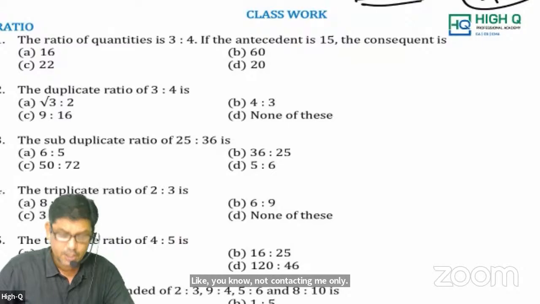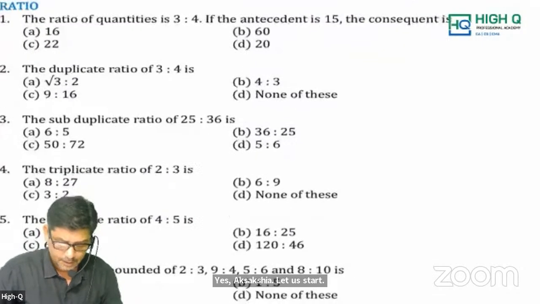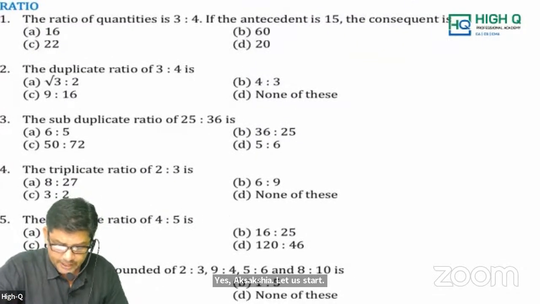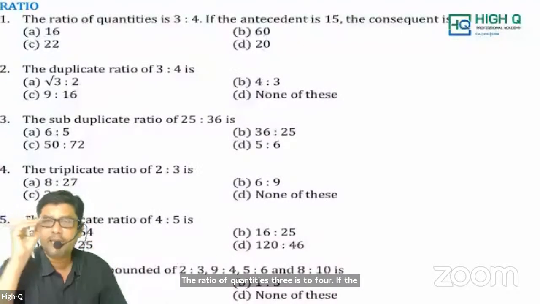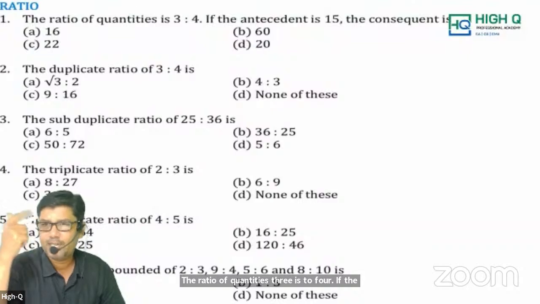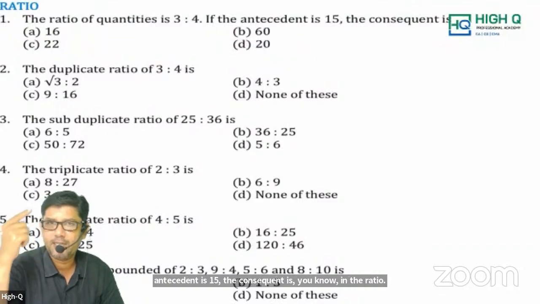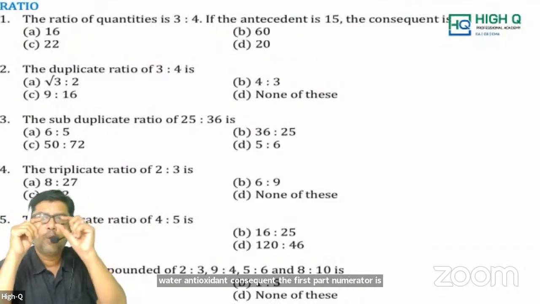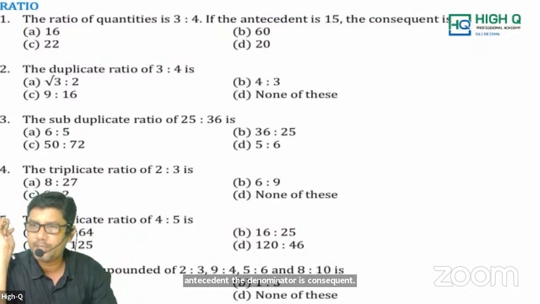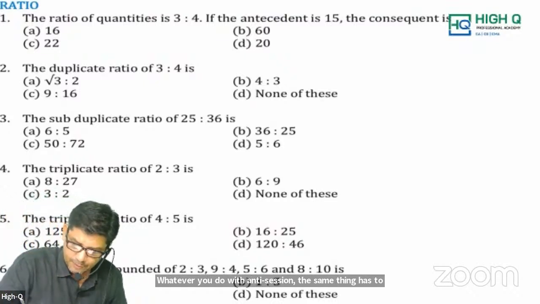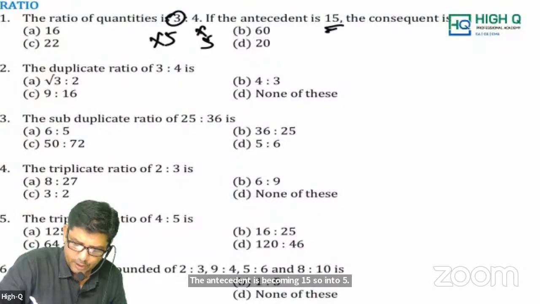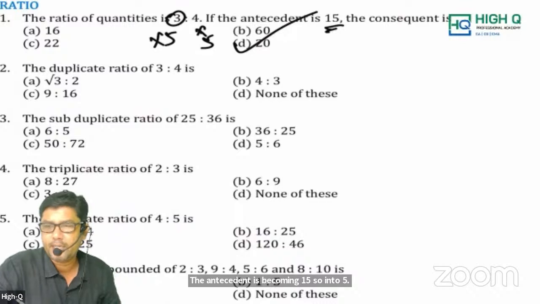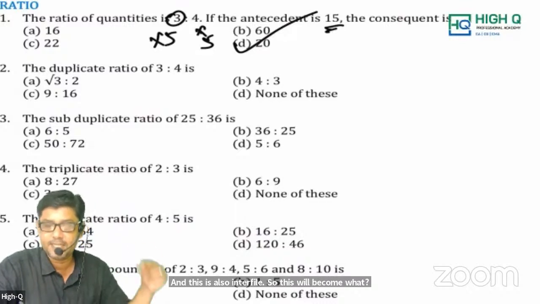Question number 1. The ratio of two quantities is 3 is to 4. If the antecedent is 15, what is the consequent? In a ratio, the first part, the numerator, is the antecedent, and the denominator is the consequent. Whatever you do with the antecedent, the same thing has to be done with the consequent. The antecedent is becoming 15, so it is multiplied by 5, and this is also multiplied by 5. So this will become 20. Is that clear, all of you?